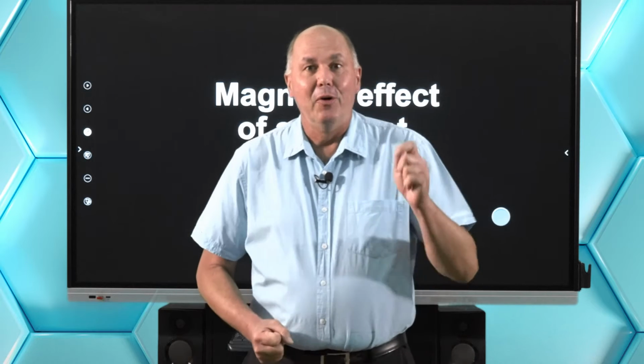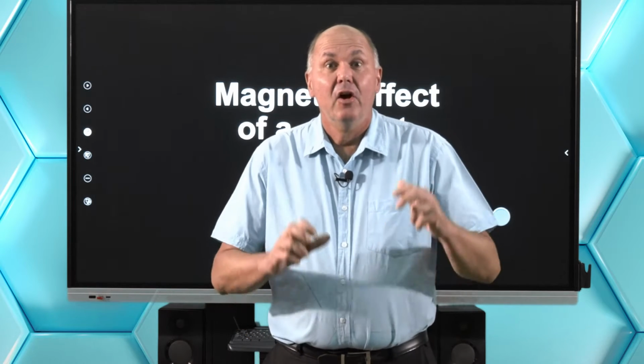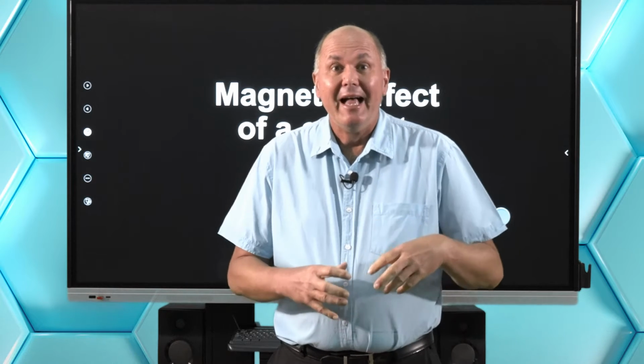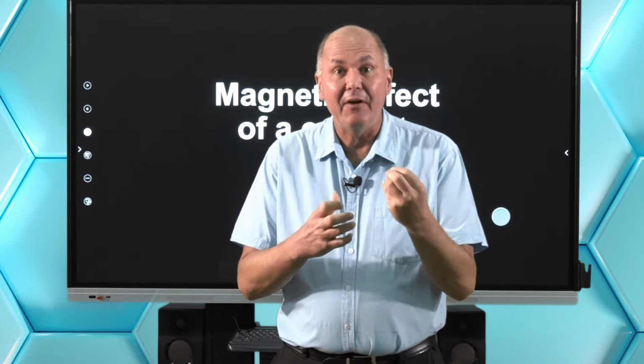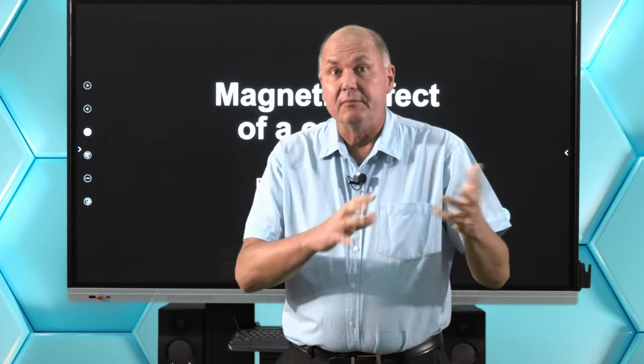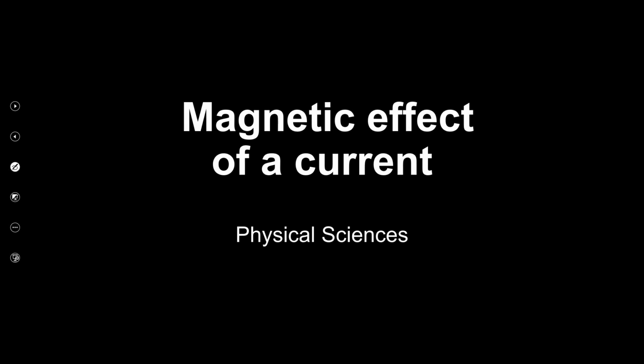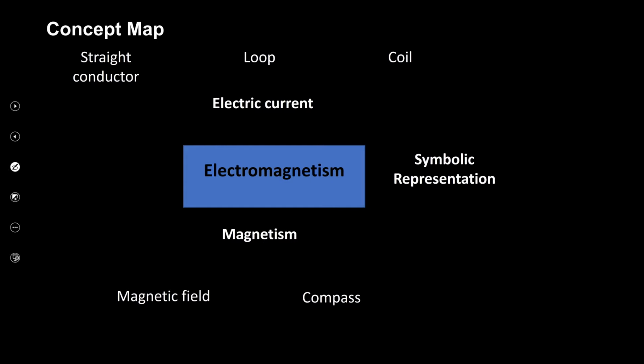Hello everyone, welcome to this physical sciences lesson all about the topic of electromagnetism. Today we're going to explore the effect that a current has and try to see if it has a magnetic effect. Electromagnetism has two aspects to this topic, and that's exactly what we're going to do. So let's have a look at this in a little bit of an overview.